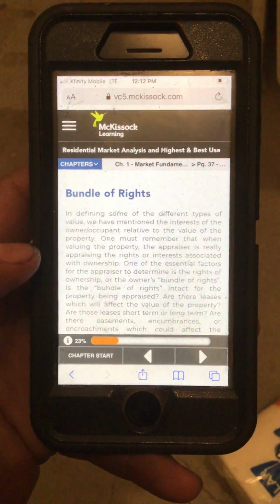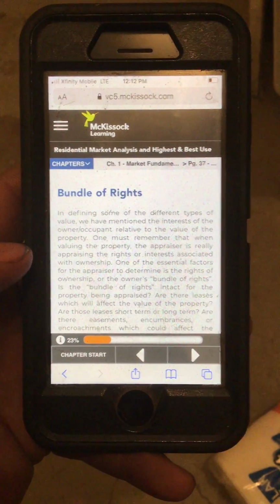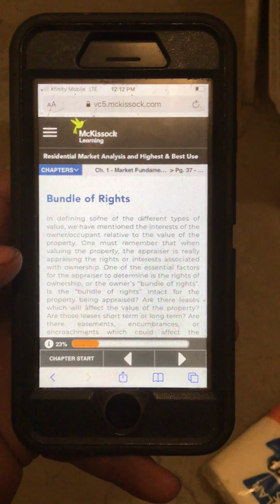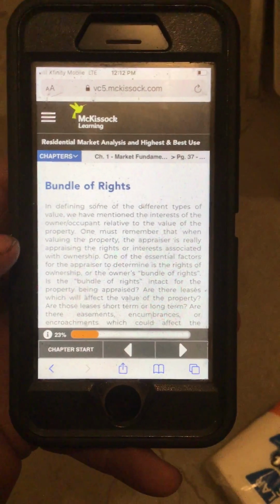Residential market analysis and highest and best use. Chapter 1, Market Fundamentals, page 37.